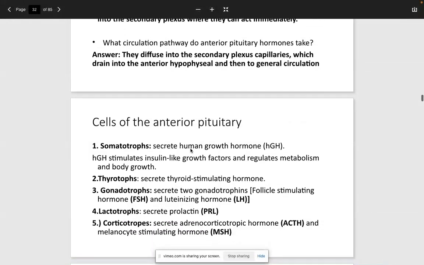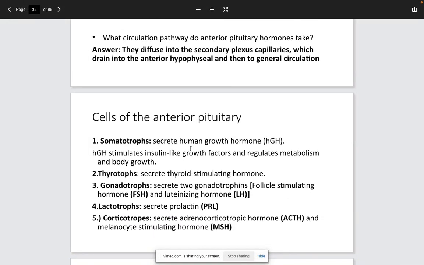Some of these different cells, again, these are going to just be terms that you're going to have to memorize, but their names kind of make sense. Somatotropes are going to release something called human growth hormone, or HGH. If you've ever heard of bodybuilders taking HGH, this causes the release of something called insulin-like growth factor, and it's going to cause body growth. It's going to cause muscle cell growth.